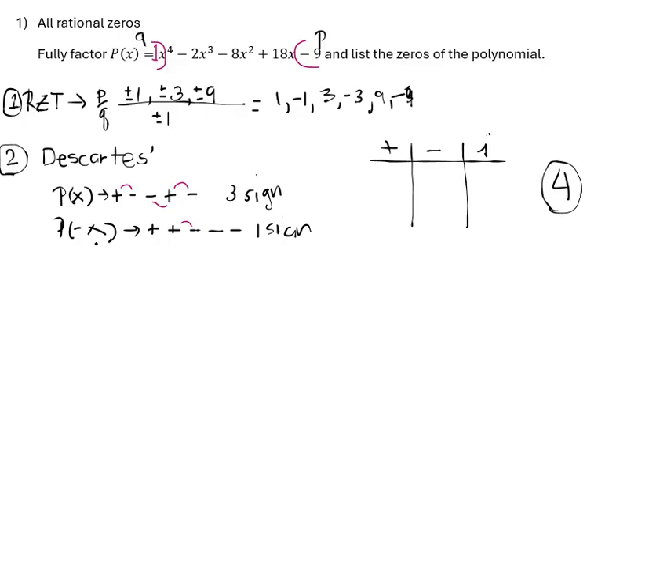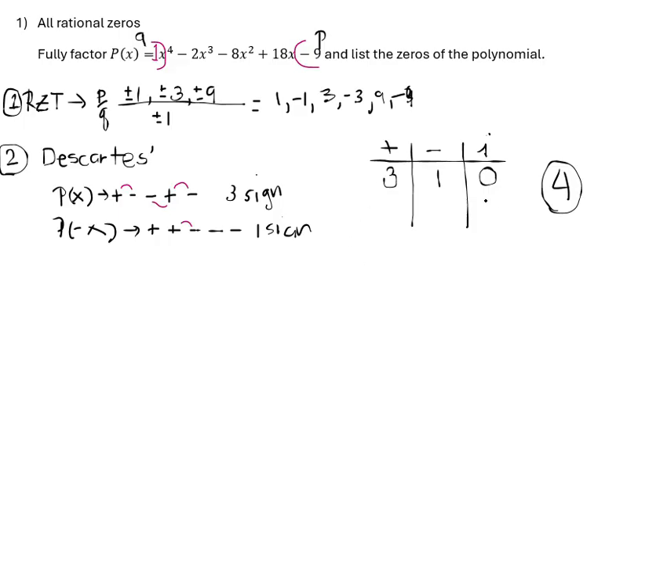possible roots. Because Descartes had a p of x with 3 sign changes, I know there can be as many as 3 positive real roots. If I then have 1 negative real root from p of negative x, that's already a total of 4. So in that case, I would not have any imaginary roots.